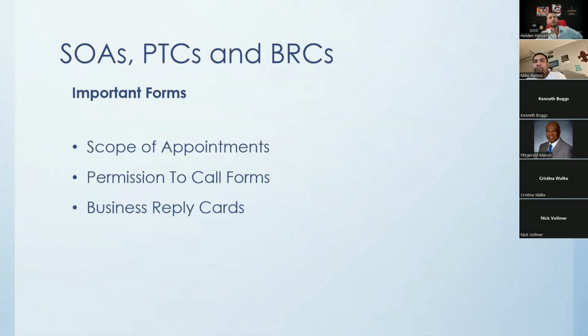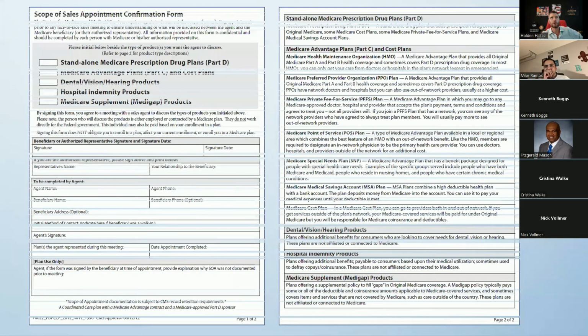That's about it. SOAs, PTCs, and BRCs. Those are important terms for you to really understand, and they're important forms. Scope of appointments, permission to calls, and business reply cards. We got BRCs, business reply cards. That's our leads. Scope appointment you do in Sunfire, and PTCs, if you need them, I'll email them to you. Permission to call.